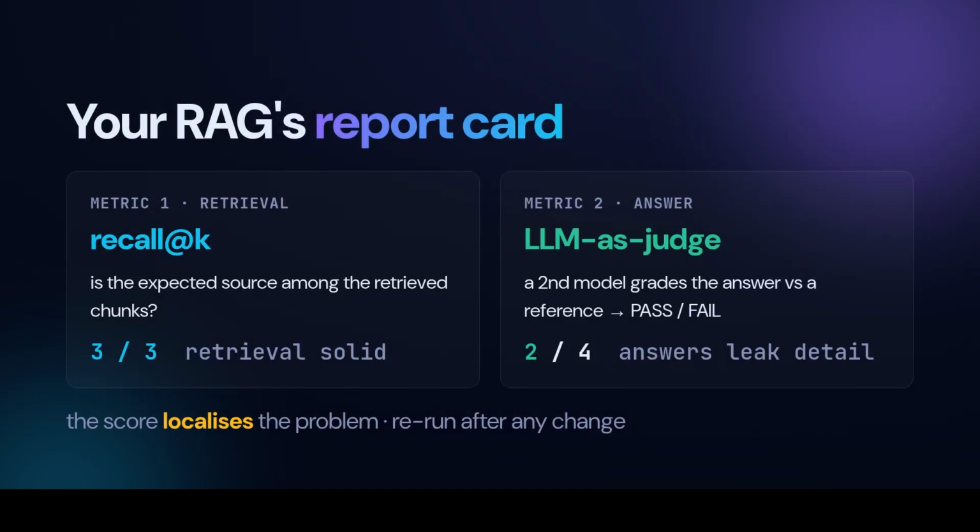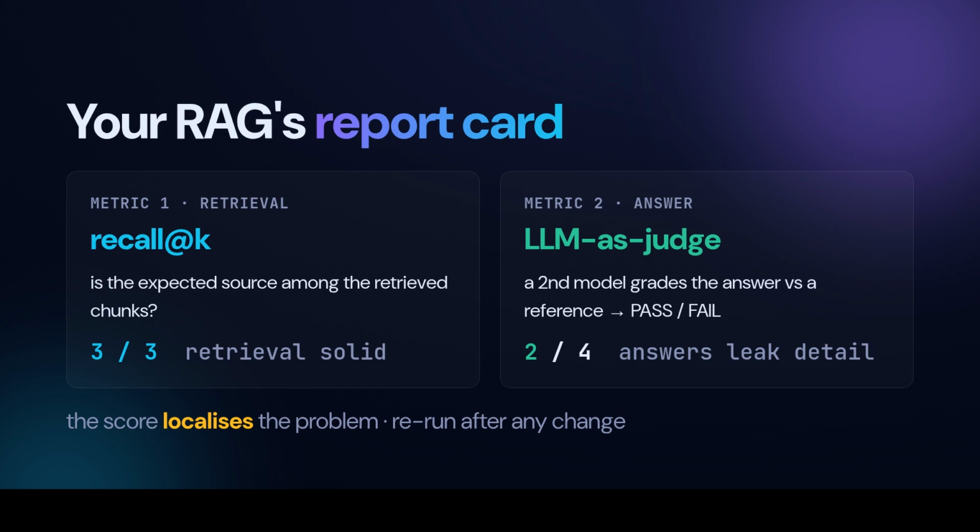Here's how we measure each half. For retrieval, we use recall at K. We keep a small set of questions, each labeled with the document that should answer it, and we check whether that document shows up in the chunks we retrieved. That one's exact. For the answer, it's trickier. How do you grade free text automatically?